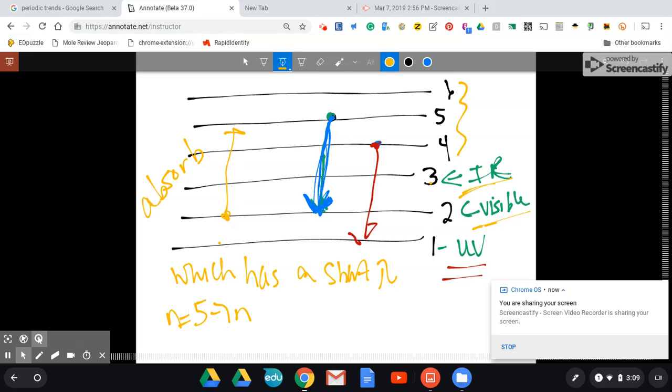Let's say I'm at N5 and I go to N3, or I am at N5 and I go to N2. Which has the shorter wavelength? Shorter wavelength, remember, means more energy, higher frequency. So this would give me the shorter wavelength, the visible light. Those are questions you're going to see in terms of how electrons move through the various energy levels and if they emit light.